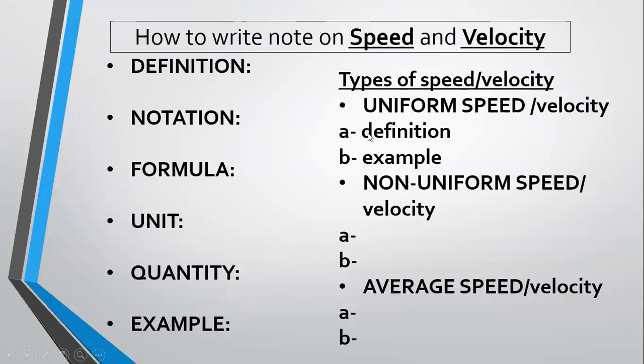Uniform speed, you will give the definition and example. And non-uniform speed, definition and example. Average speed, again definition and example. You have to follow these steps in writing a note on speed and velocity.